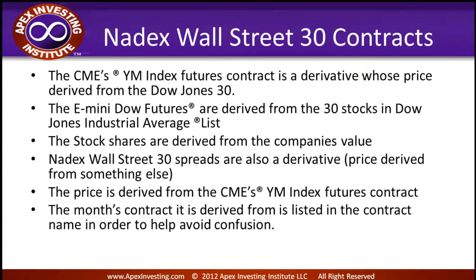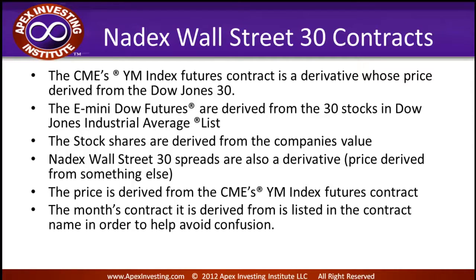The CME's YM or E-mini Dow index future contract is a derivative whose price is derived from the Dow Jones 30. The E-mini Dow Jones 30 is derived from the 30 stocks in the Dow Jones Industrial Average list. And the stock shares themselves of the 30 different stocks are derived from the company's underlying value. Well, the Nadex Wall Street 30 spreads are also a derivative, and they are priced where their pricing is derived from something else, such as the E-mini Dow futures.